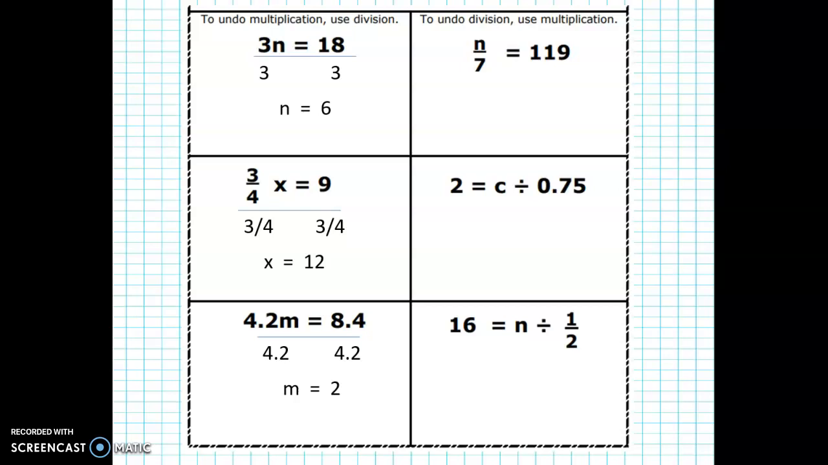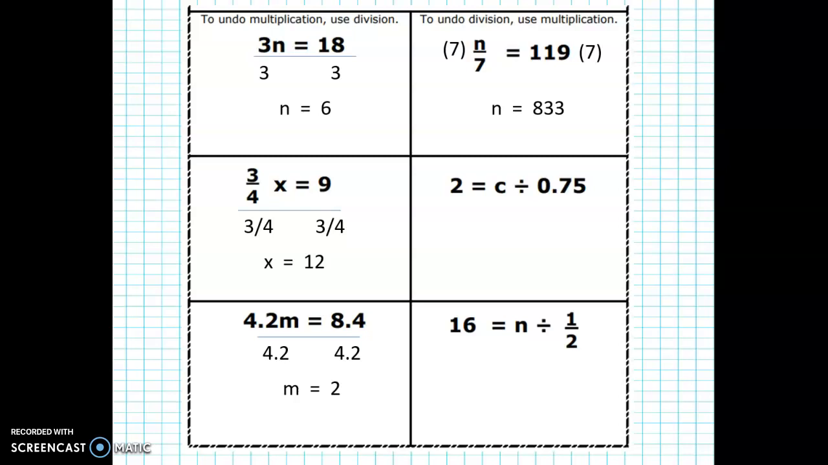Now we're going to practice with division. To undo division, we multiply by the divisor. n divided by 7 equals 119. We're going to multiply both sides of the equation by 7. 7 times n divided by 7 equals just n. 119 times 7 is 833. Again, we can check this by substituting in 833 for n. 833 divided by 7 equals 119.